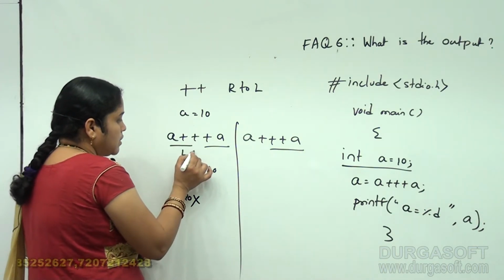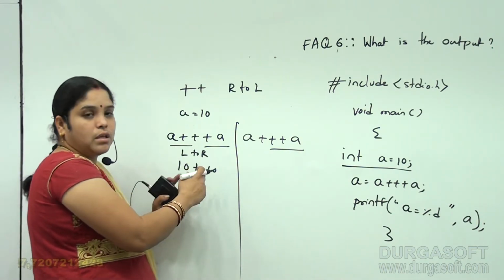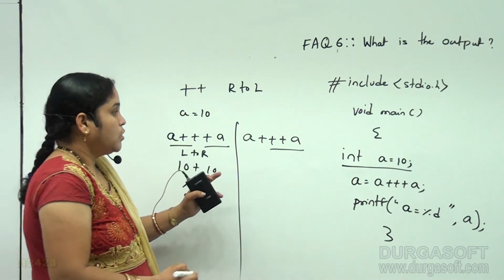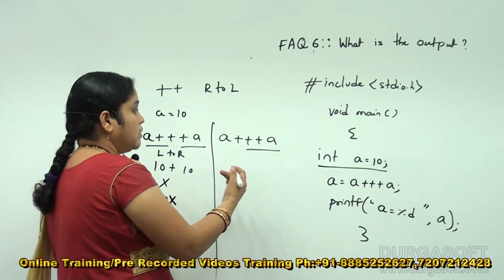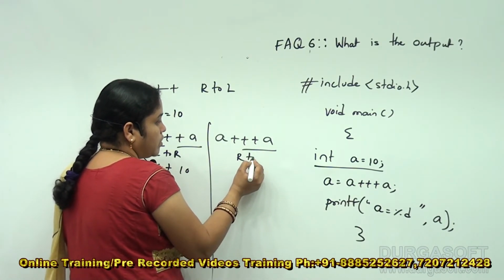Because this proceeds left to right. It's not a correct procedure. So the compiler internally calculates by checking right to left, right to left.